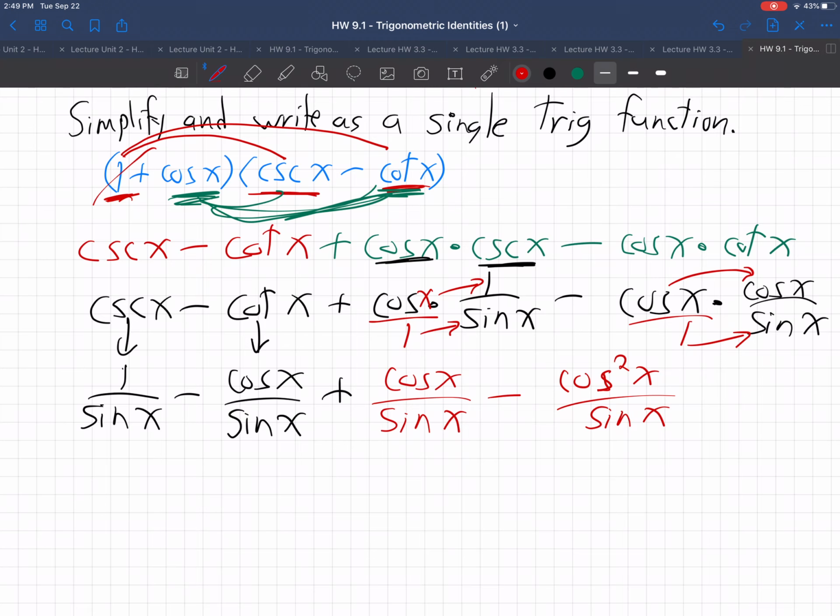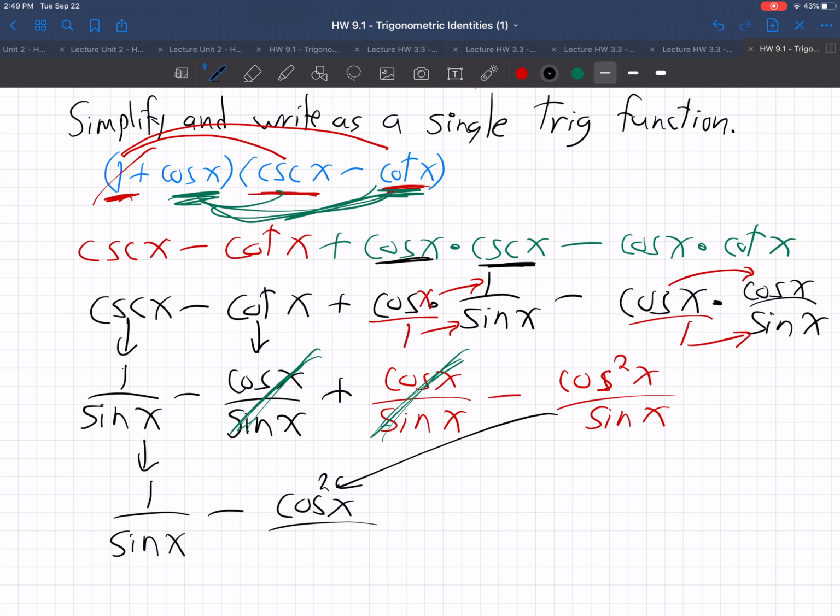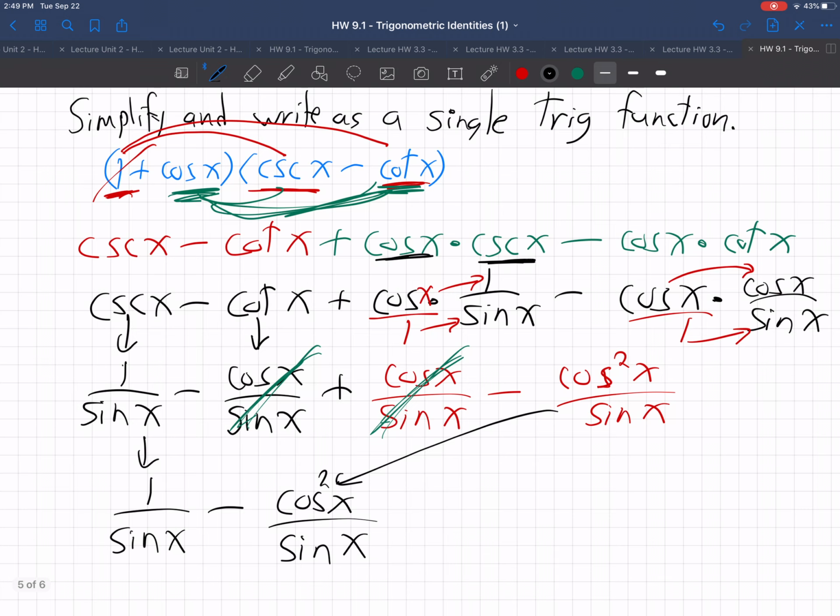Now notice that these will cancel out, right? Minus and plus, the same thing. They're opposites, they're gone. Okay, so where does that leave me? That brings down here 1 over sine x minus, and then bring this over here. Cosine squared of x over sine x, right? And they already have a common denominator, don't they? So I can combine them into one big fraction, right? Because they both have sine x common denominator already.